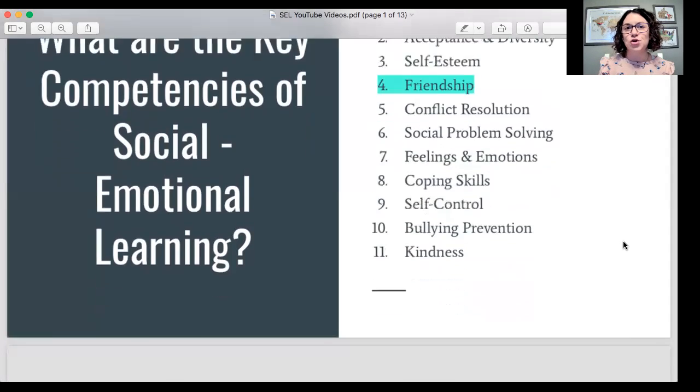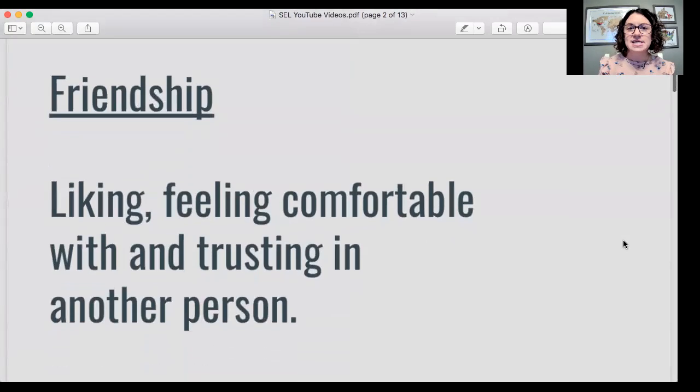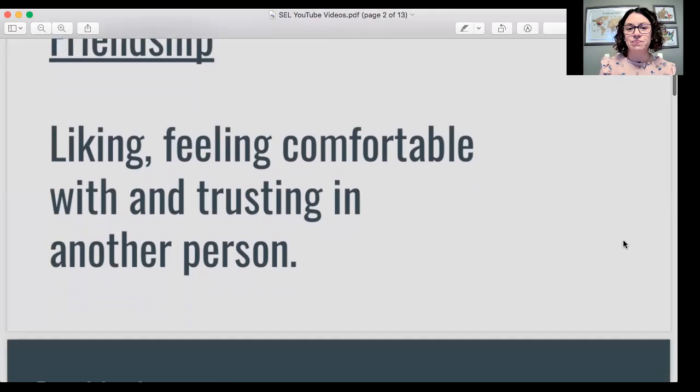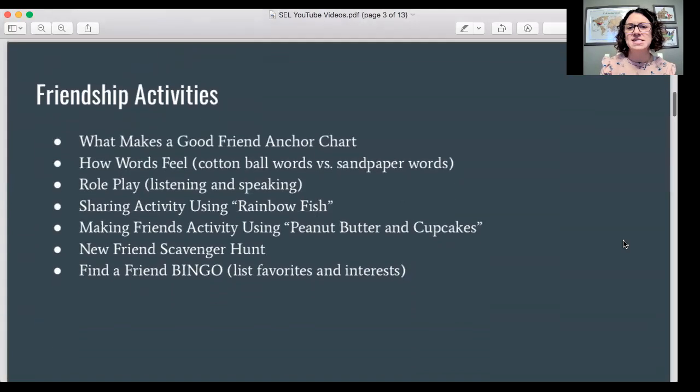So again, I'll start off with a kid-friendly definition of friendship, although this one is probably more self-explanatory than some of the other ones. So liking, feeling comfortable with, and trusting in another person, right? And you can add to this to make it work for your kiddos, but that's a good base definition.